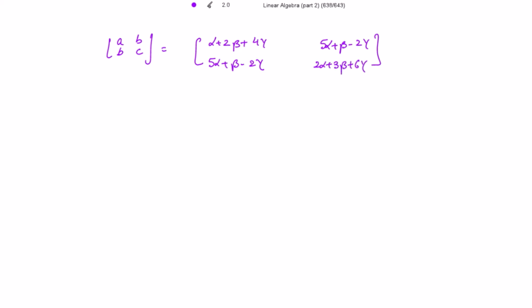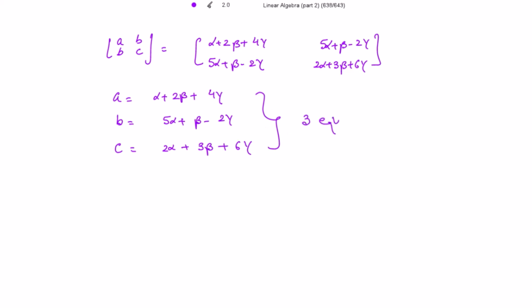Right, and now just equate the respective elements. a is equal to alpha plus 2 beta plus 4 gamma. b is equal to 5 alpha plus beta minus 2 gamma. Then again I have b, the same equation. And then c is equal to 2 alpha plus 3 beta plus 6 gamma. So we have these three equations. Just solve these three equations and you will get alpha, beta, gamma in terms of a, b, c.